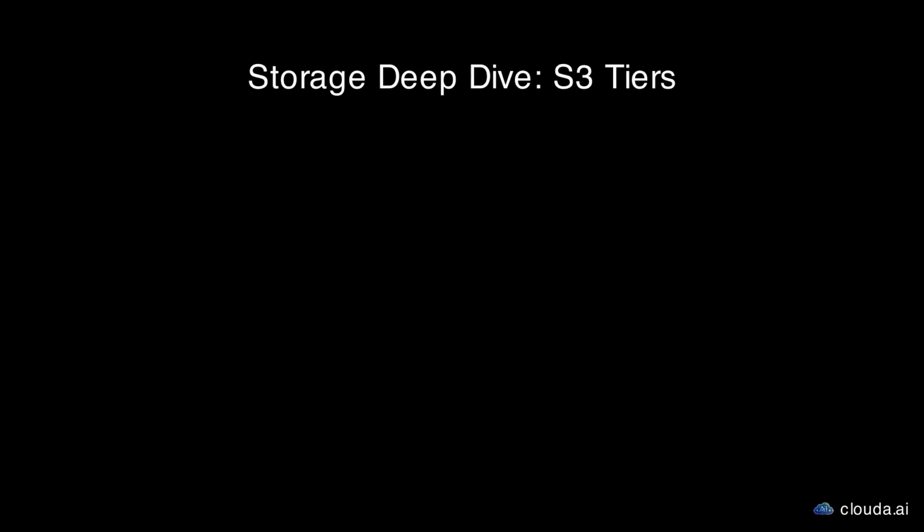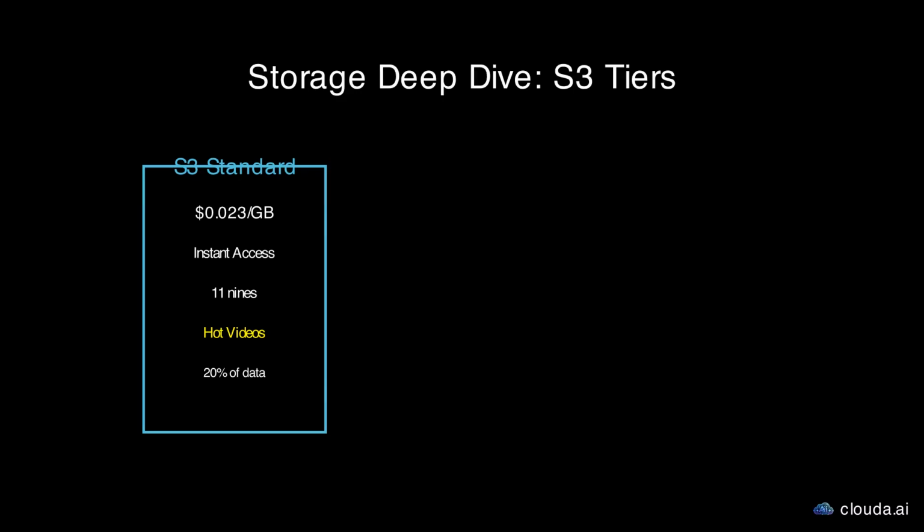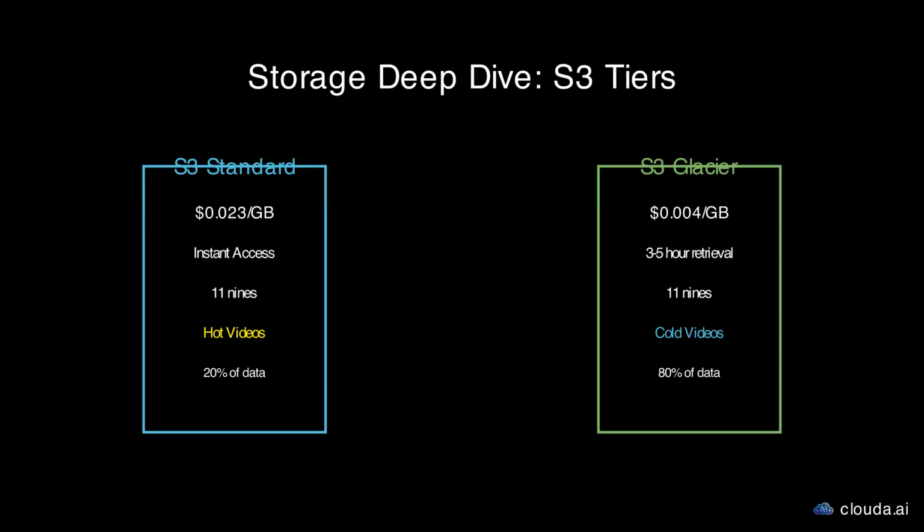Let's dive deep into our storage system, which accounts for 60 to 70% of infrastructure cost at YouTube scale. At the core, we're using S3 for object storage, but S3 isn't just one thing, it's a tiered system. We have S3 standard for frequently accessed videos, costing 2.3 cents per gigabyte with instant access. This handles our hot videos, about 20% of total data.